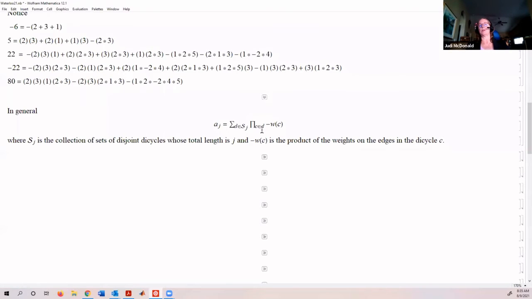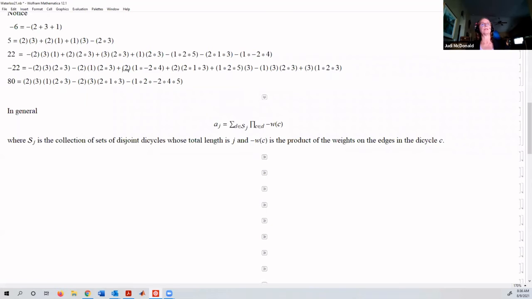And for each cycle, now I'm going to take the weight of this. I'm going to weight the cycle, which is just the product of the weights on the edges, and then I'm going to negate it. So if I have just one cycle in my group, I'm going to get a negative. If I have two cycles, it'll turn out to be a positive weight. If I have three cycles, it'll turn out to be a negative weight. And that gives us the right pattern up here of positives and negatives in my coefficient.